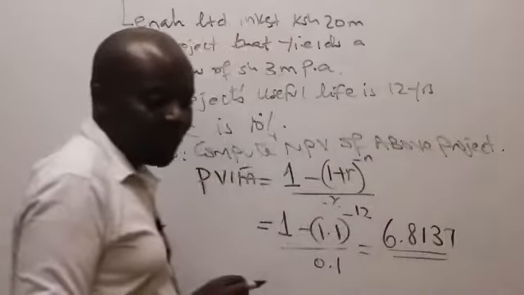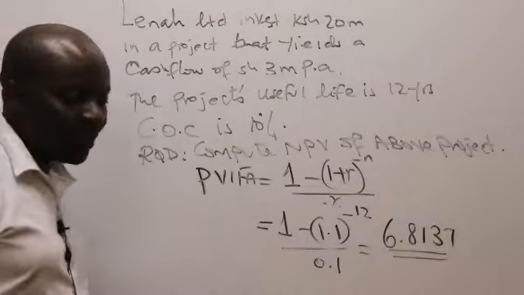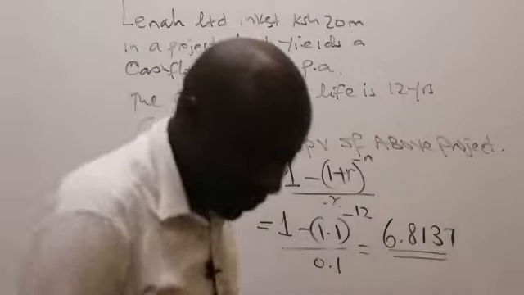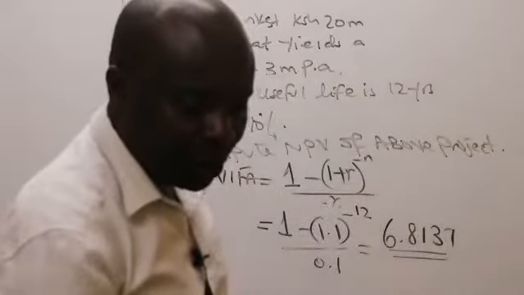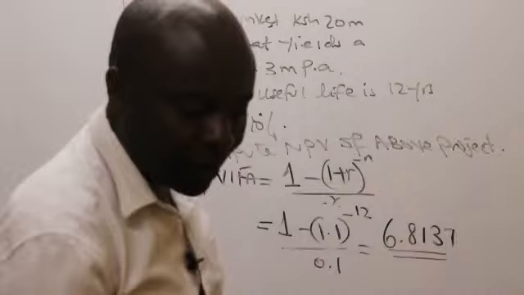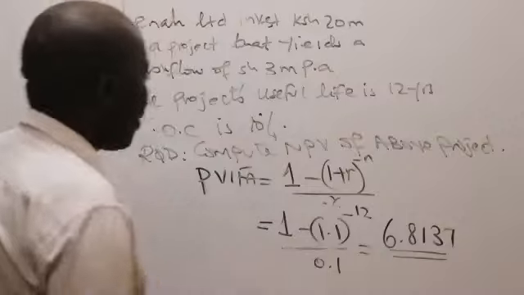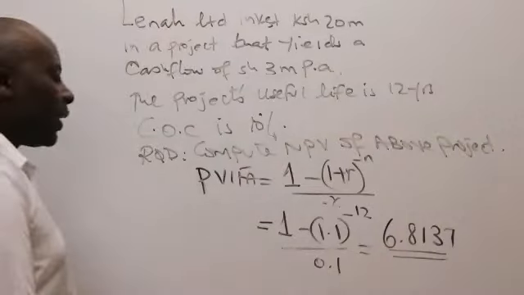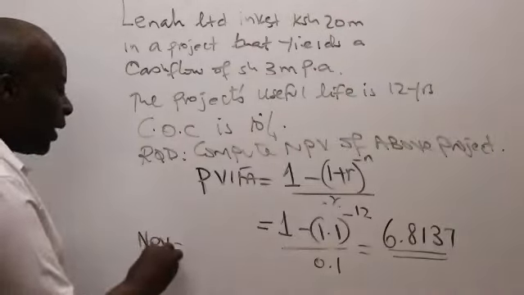Now, once you have given me that figure, is it 6.8? I can see somebody giving me a different figure, or perhaps it's because of just rounding off. Perhaps it's because of rounding off. 6.8137, 4 decimal places, that's okay. So once I have my PVFA like that, then I should be able to get net present value. And how do we get net present value?